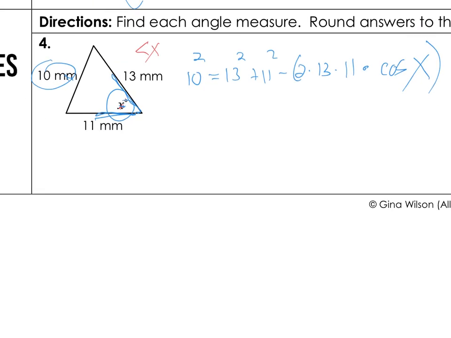Bummer. Now, I'm going to do some of this in my head. This one, I'm going to show you how. You're going to be so amazed that without a calculator, I can do some of this. Let's see. 10 squared, 100, equals 13 squared, I think, was 169. He's so smart. 11 squared was 121.